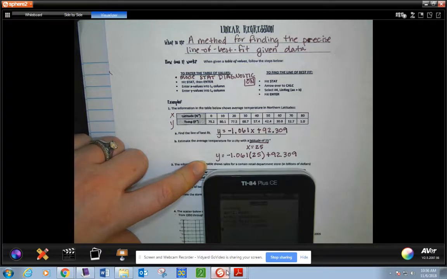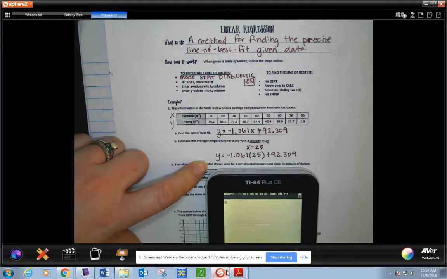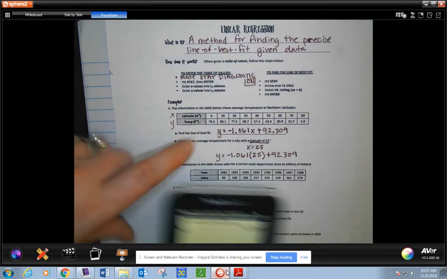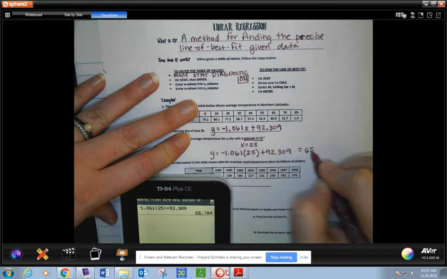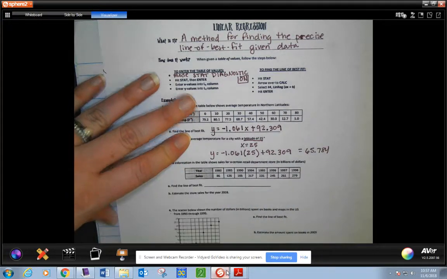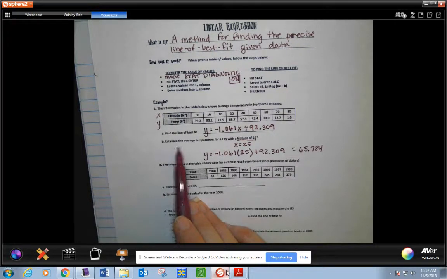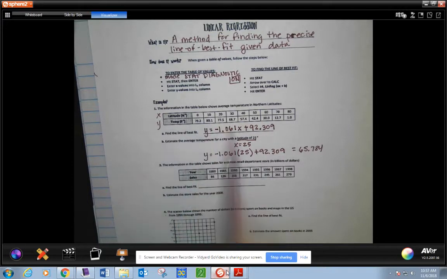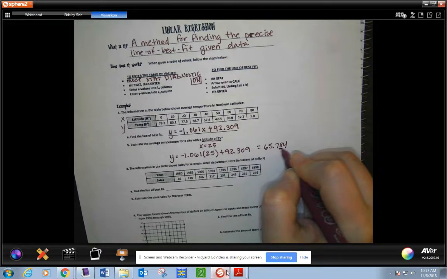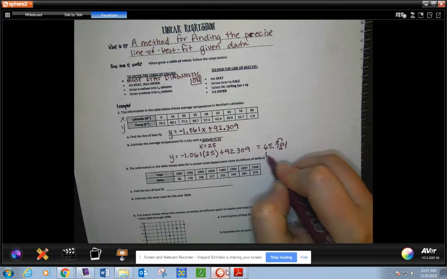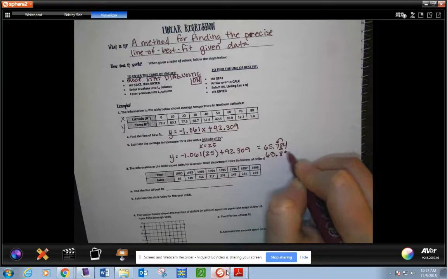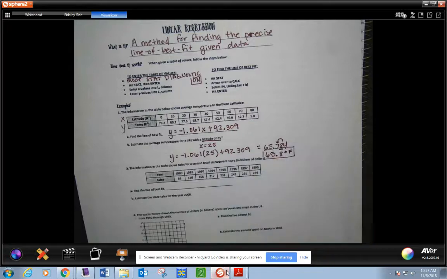Okay, from here, just grab your calculator. You can hit clear and clear out the memory, or clear out the screen, and do -1.061 times 25 plus 92.309. And you're going to get the answer of 65.784. Now, we might have to change our answer up just a little bit because it says estimate the average temperature. And if you look at all the other temperatures, they only have 1 decimal point. So I'm going to round the same way. I only want 1 decimal point in my answer. So I'm going to look at this 8 and see what it does to 7. And it's going to change that to 65.8 degrees Fahrenheit. And that is my answer.